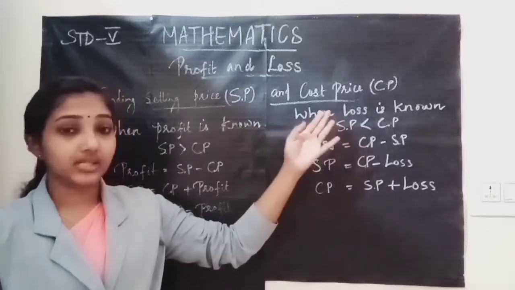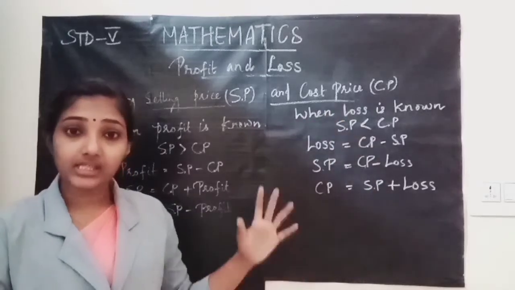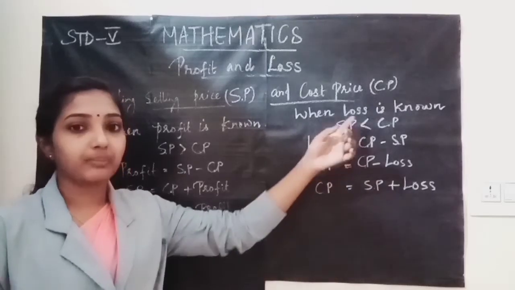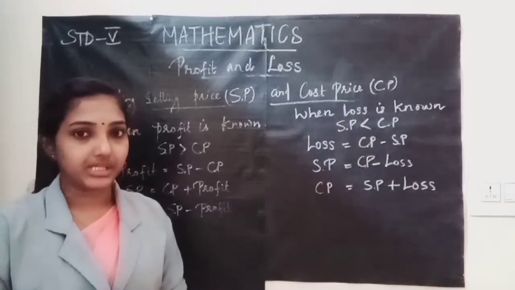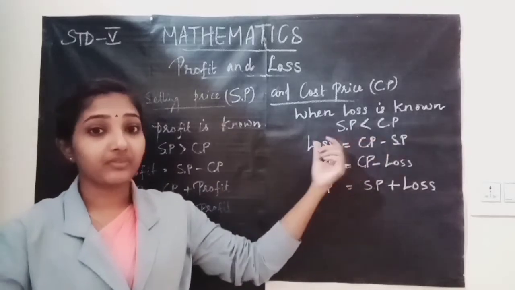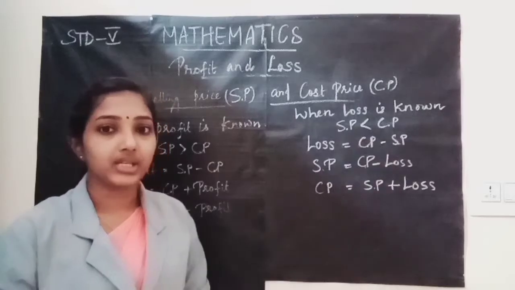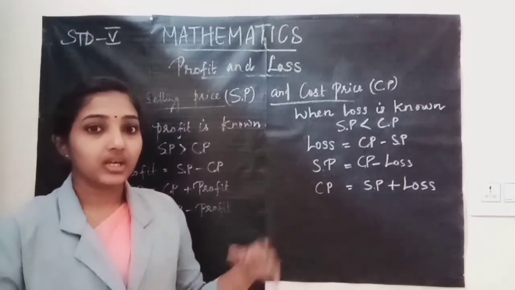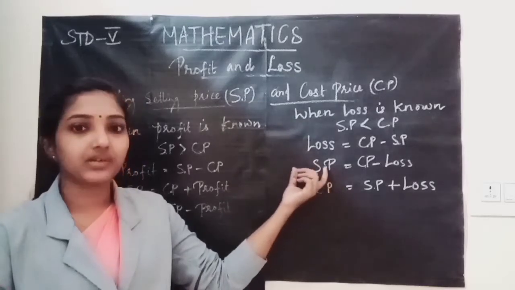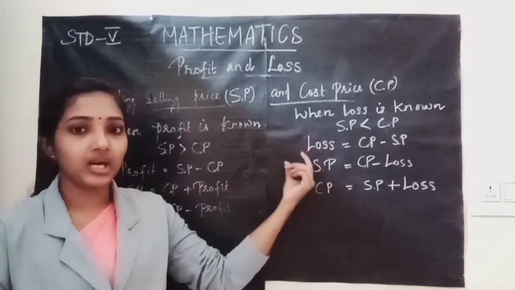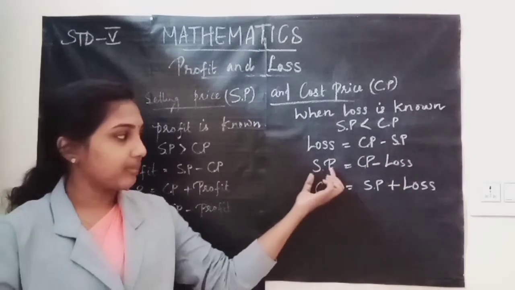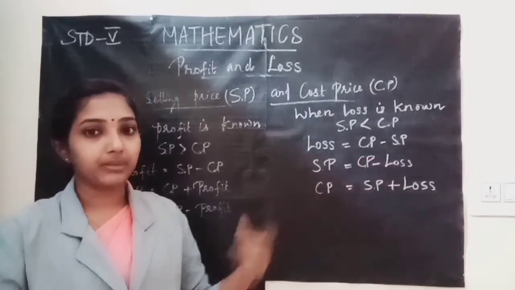And moving to the second case, a loss is known. When loss is known, we know that we made a loss. So when a loss is there, selling price will be less than cost price. So to find loss, we have the formula loss is equal to CP minus SP. When we know there is a loss and we need to find the selling price of an item, we can use the formula selling price is equal to CP minus loss.